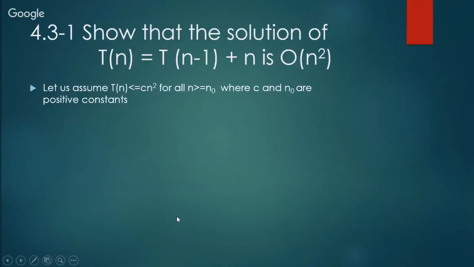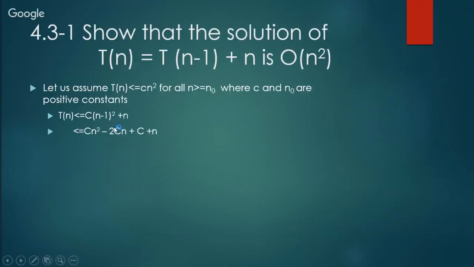Let us assume that T(n) is less than or equal to Cn squared, for n greater than or equal to n naught, where C and n naught are positive constants. Therefore, let's plug our assumption into the equation, and we have Cn squared, C into brackets (n minus 1) squared plus n.